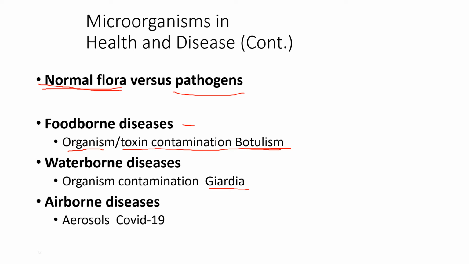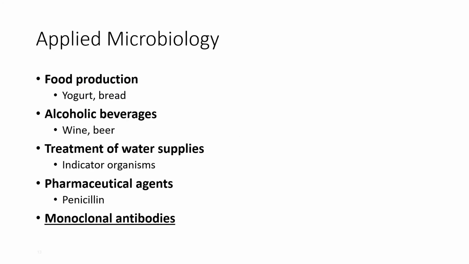Airborne diseases, COVID-19. You go in a bar, you breathe, you get COVID-19 unless you take a vaccine. A couple of things in applied microbiology. Food production. Yogurt and bread: you use yeast, which is fungus, to make bread, and you use lactobacillus to make yogurt. That's a bacteria. Alcoholic beverages, I believe those are fungi.